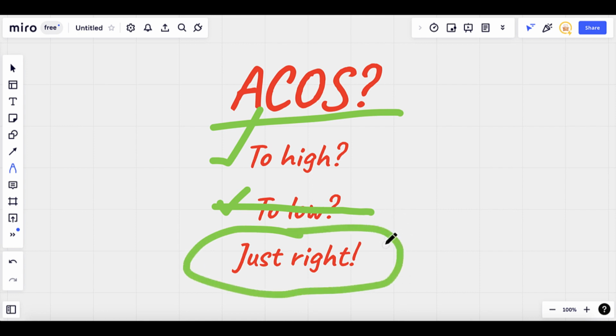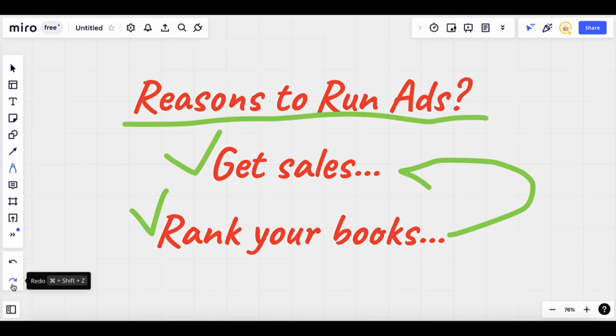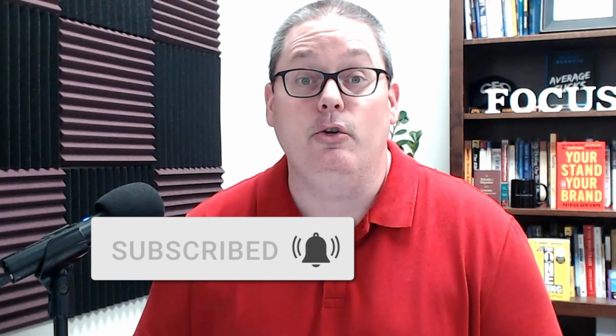And then once you hit an ACOS that is just right, you continue with those keywords, targeting those keywords that Amazon has given you in automatic ads, or targeting more of the keywords, or raising your bid to get more clicks to the keywords that are just right, that are delivering you that ACOS that is just right and making you money. And going back for the exact reasons to run ads is to get more sales. And the reason to rank your books is simply to get more sales. Fantastic. Now you have everything you need to run ads.